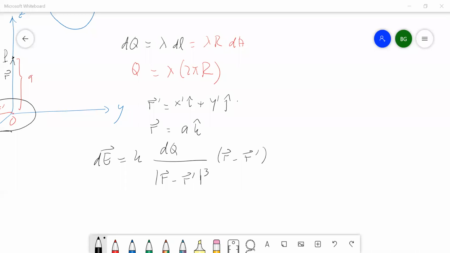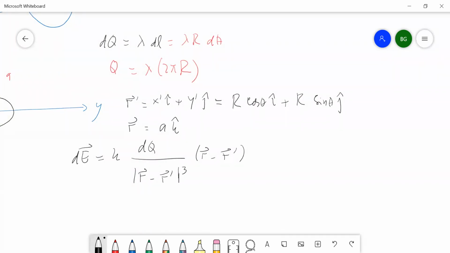Okay, let's continue. This r prime we could express in terms of r and theta: r cos theta i plus r sin theta j. Is there any question?